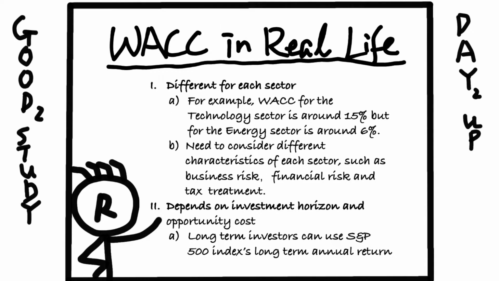WACC is different for each sector. For example, WACC for the technology sector is around 50%, but for the energy sector is only around 6%. That's because we need to consider all different characteristics of each sector, such as business risk, financial risk, and tax treatments. And WACC also depends on investment horizon and opportunity cost. Long-term investors can use the S&P 500 index return as their approximation for their WACC.